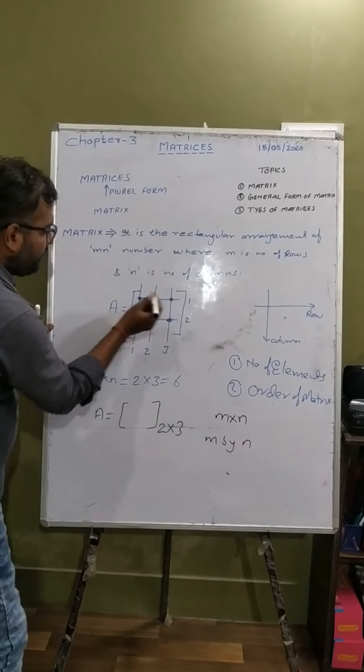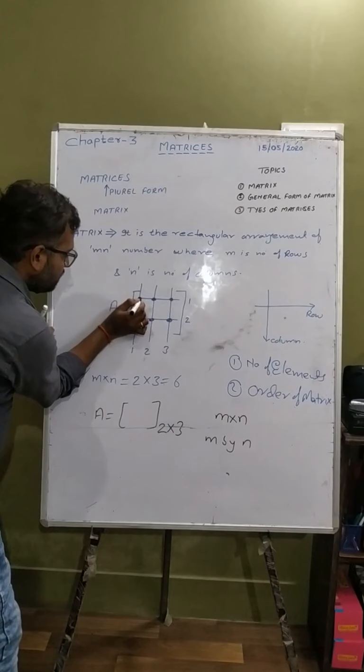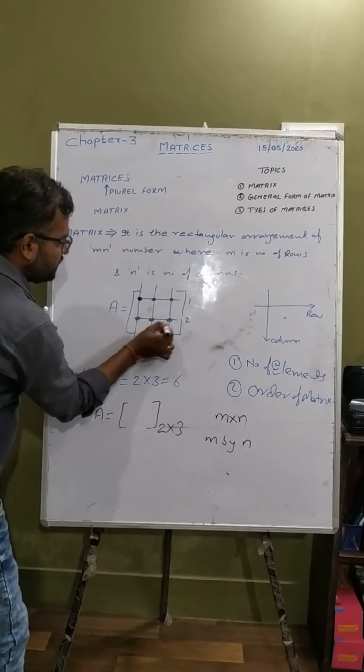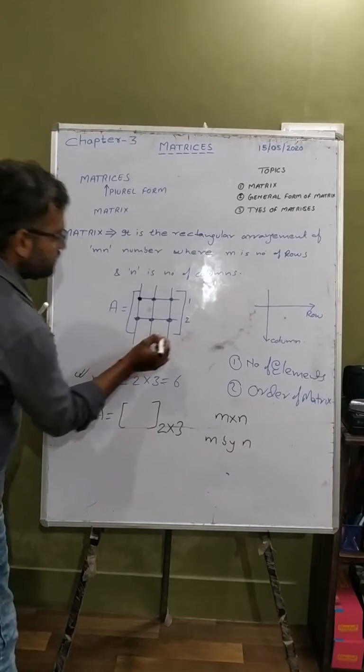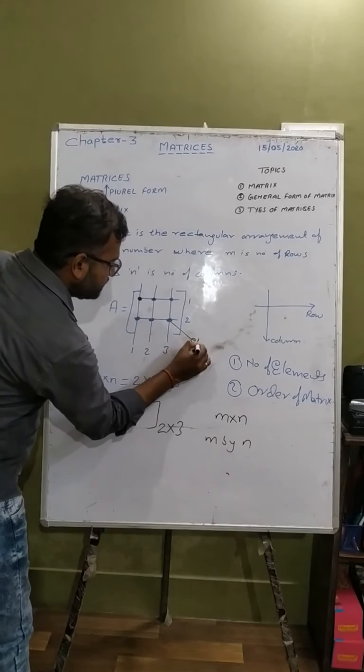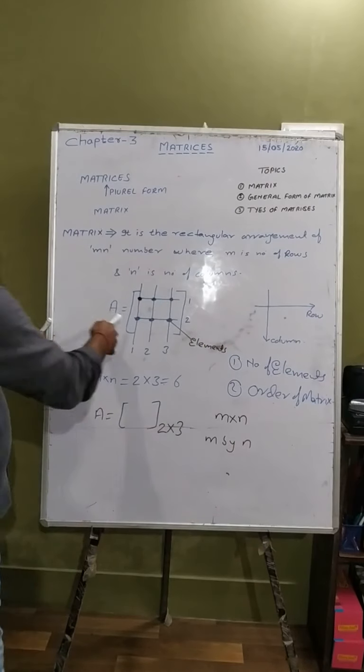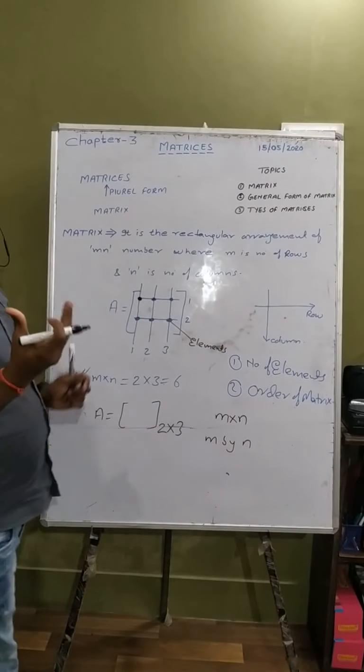Okay. Now coming to the elements, these 6 points are said to be the elements of the given matrix. These are said to be the elements. Now these elements have a specific position.